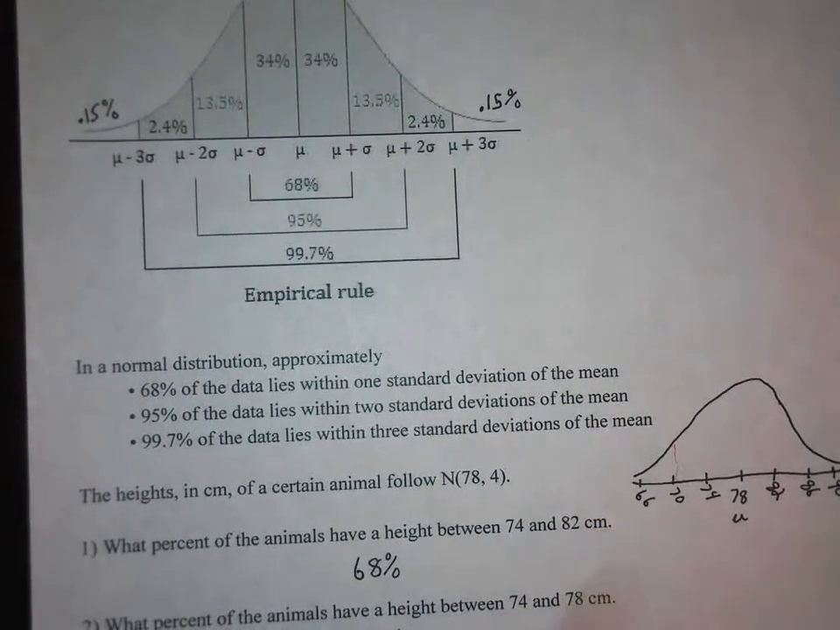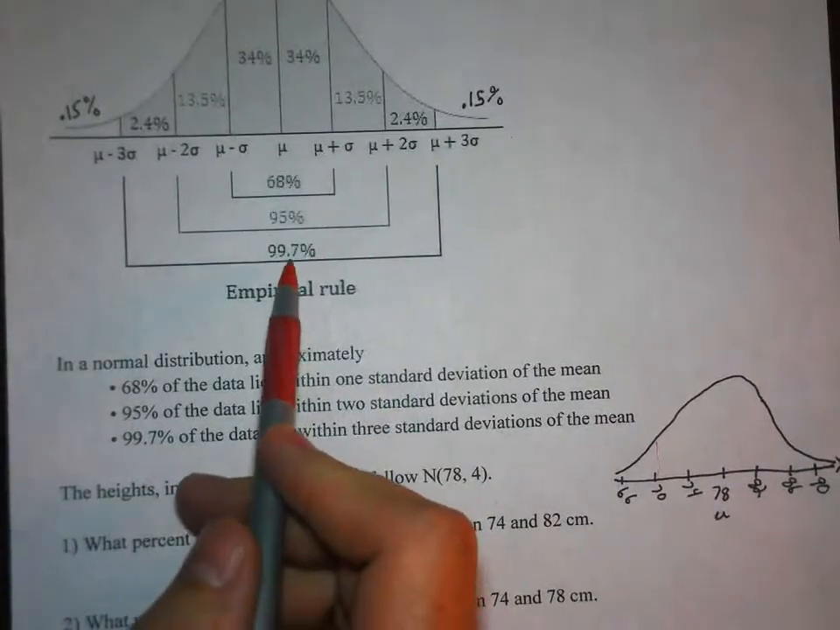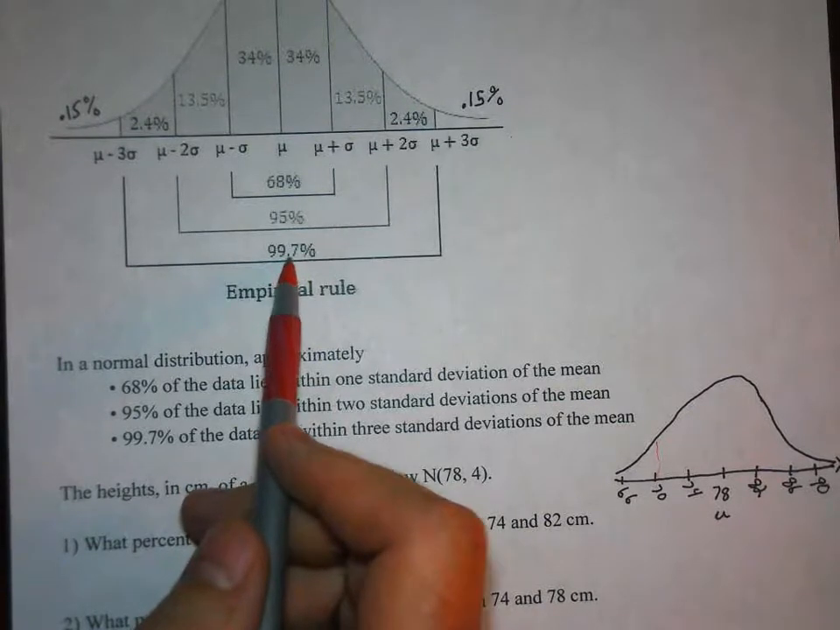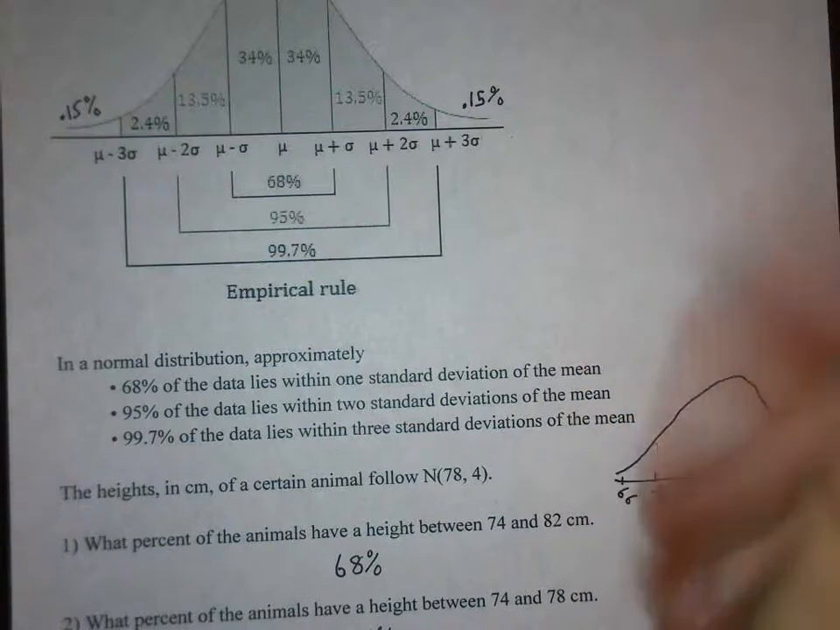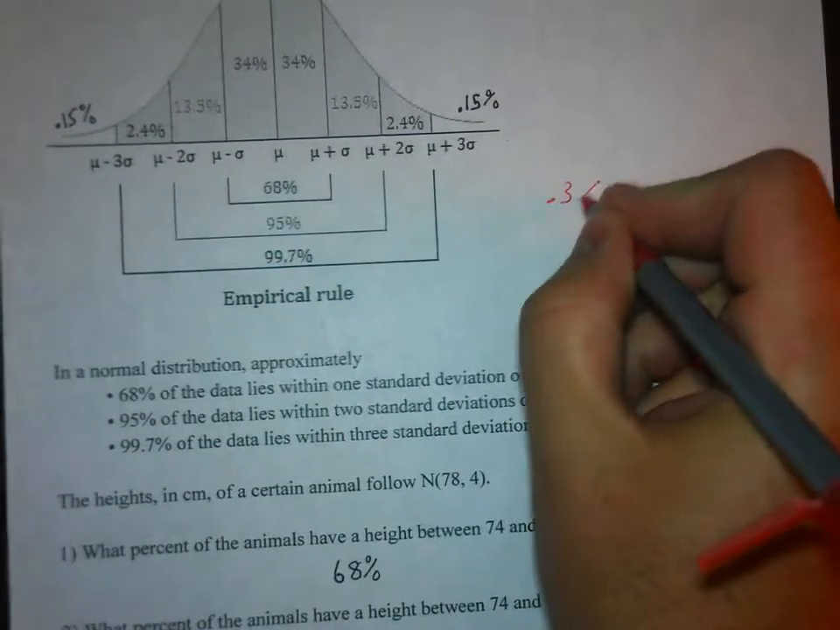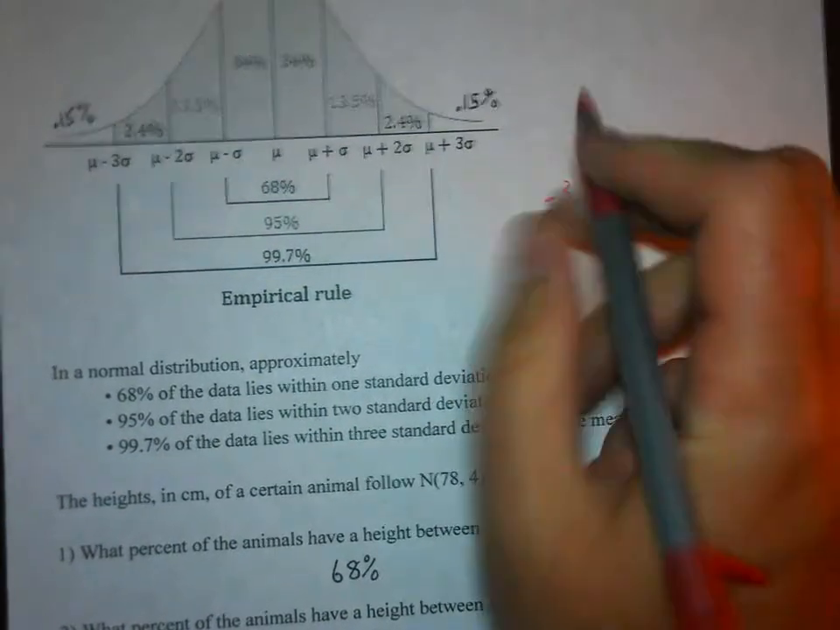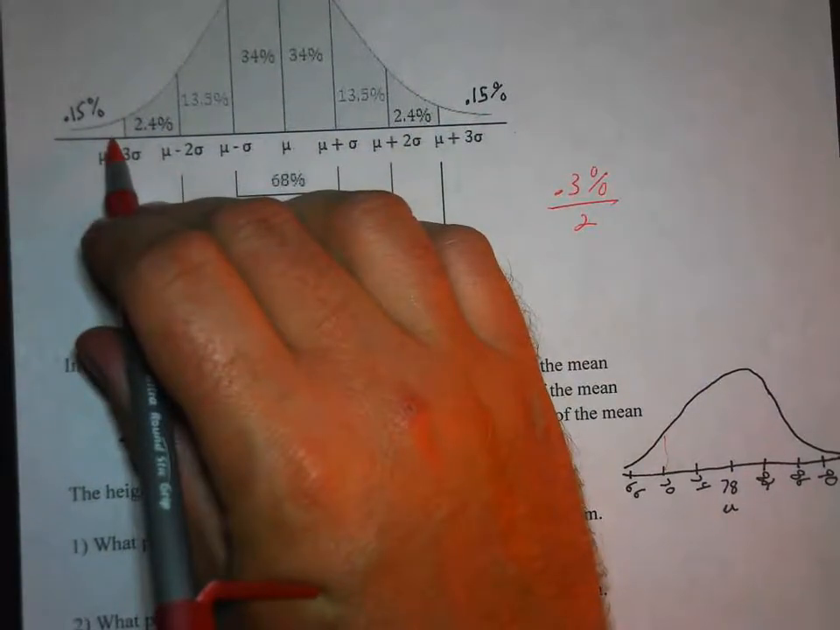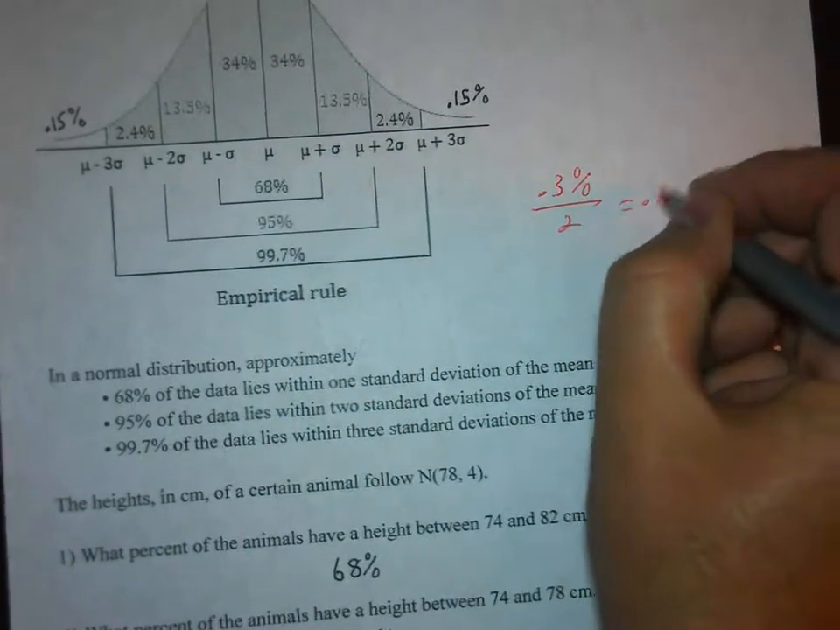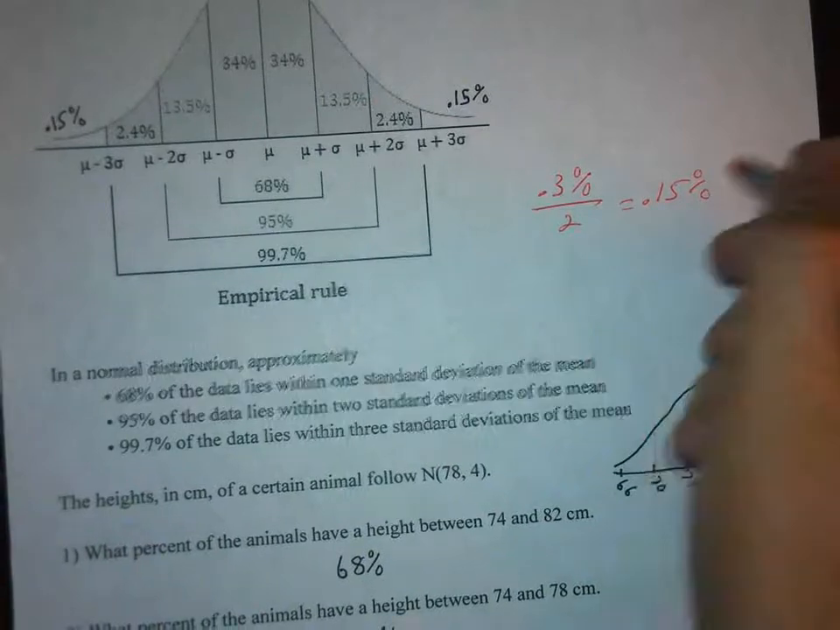Okay, so if you look at this curve up here, if there's 99.7% within 3 standard deviations, then that gives you 0.3% left over. So if you take the 0.3% and divide it into the 2 ends, over here and over here because of the symmetry, you end up with 0.15% in each end.